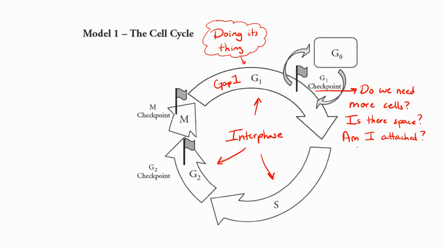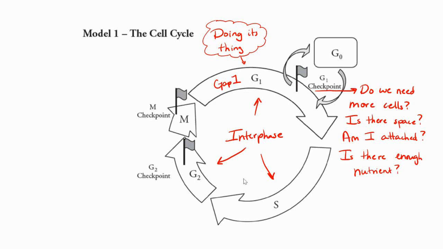They'll also check to make sure, is there enough nutrient? So whatever those cells require for them to be able to grow, for them to make proteins and whatever, they'll make sure that that's there.